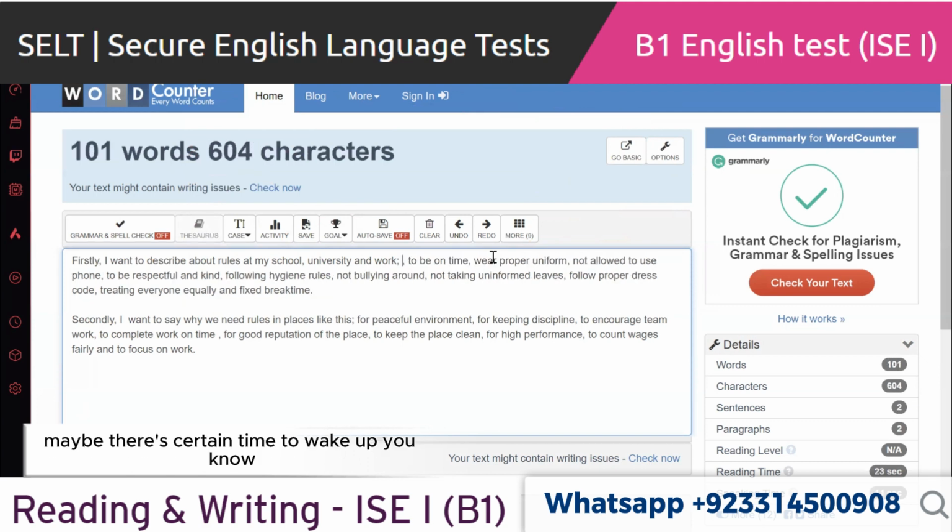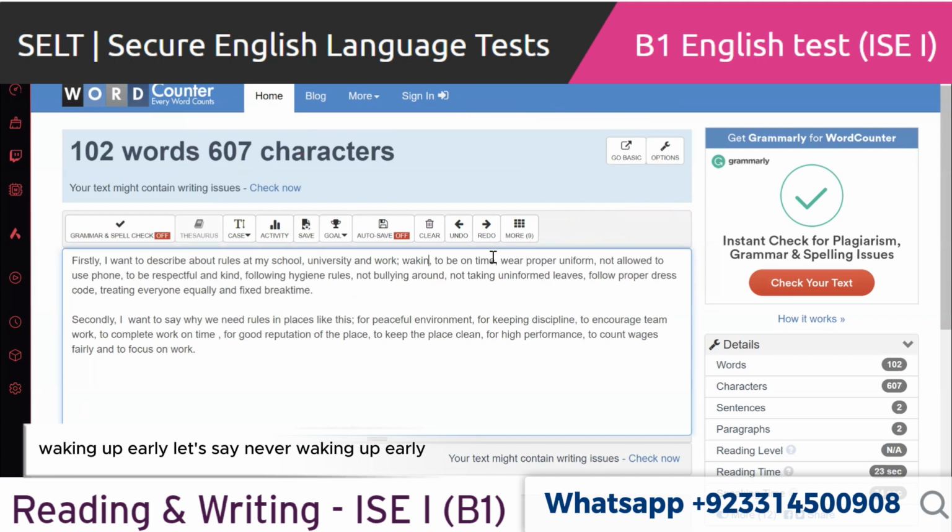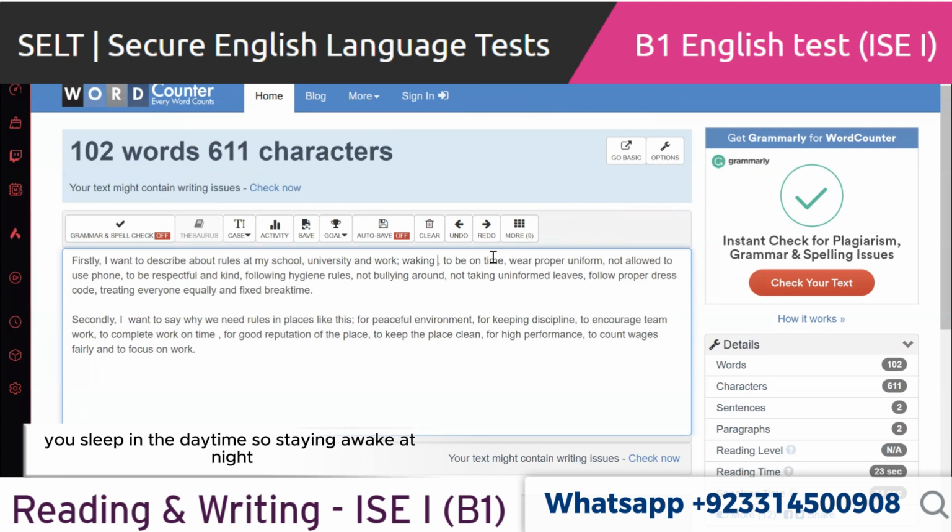Okay, maybe clean. There's a certain time to wake up, maybe every day. What time do you wake up? Waking up early, or let's say never waking up early, that could be a rule as well, because that's a rule at my home. We sleep in the daytime. Exactly. So staying awake at night could be a rule because it is something that happens in your house.